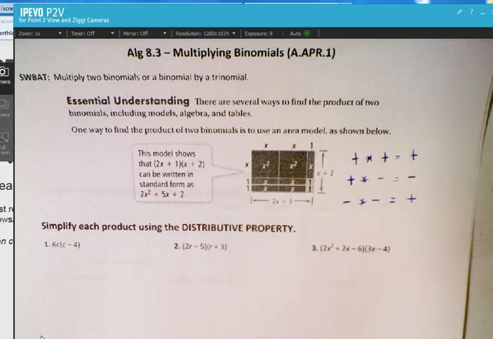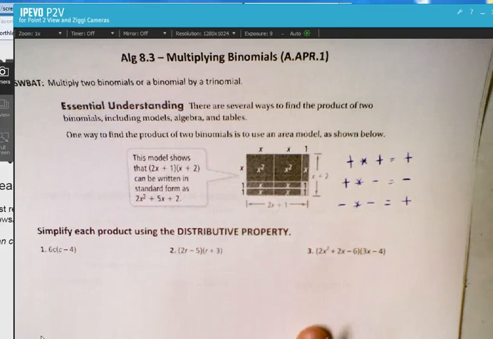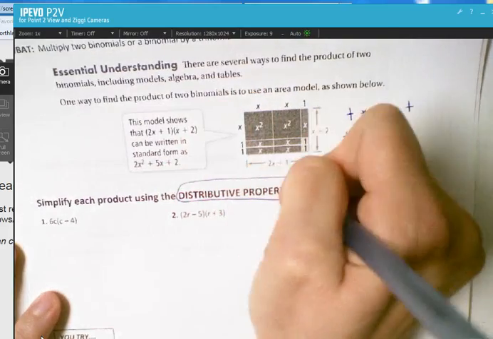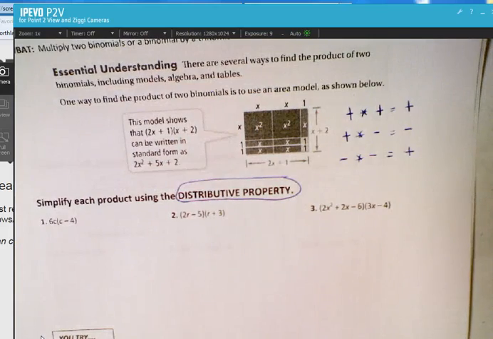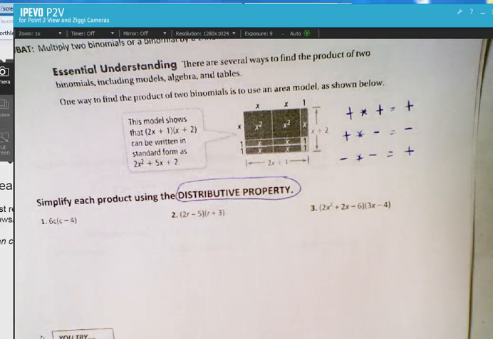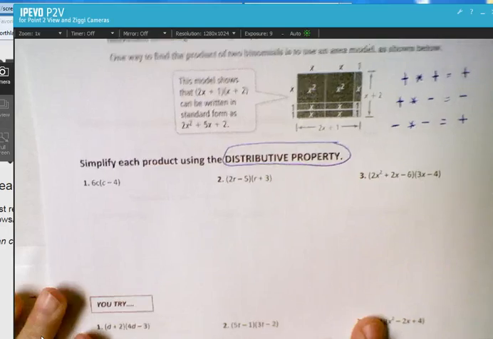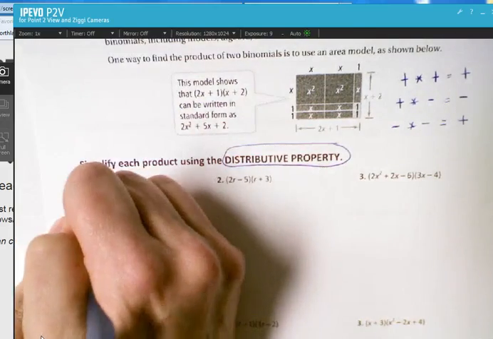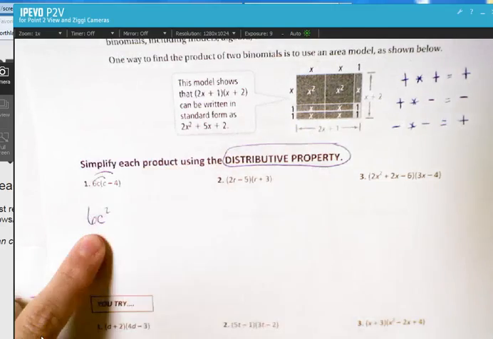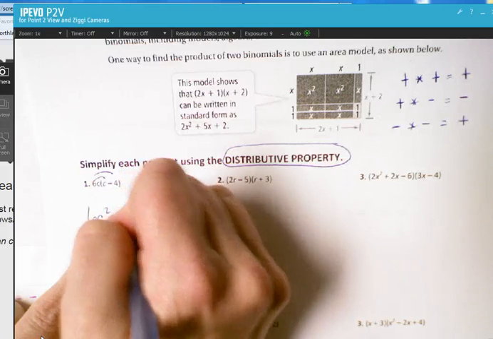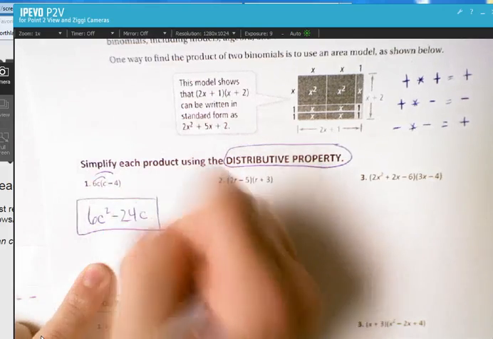Okay, we're going to look at 3 different ways that we can multiply binomials together and binomials and trinomials. So let's start right in with the distributive property. We've been using this a little bit already. It's just taking a term and distributing it to everything in the quantity or the binomial. So we know that 6c times c is 6 times 1, which is 6, and c squared. 6 times a negative 4 is a negative 24, and c comes along for the ride.